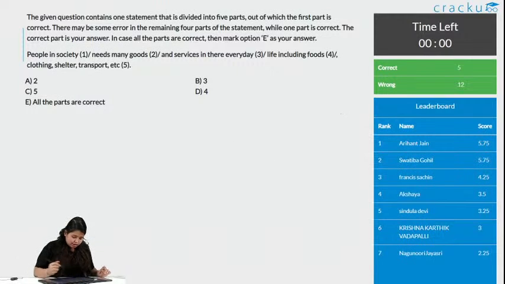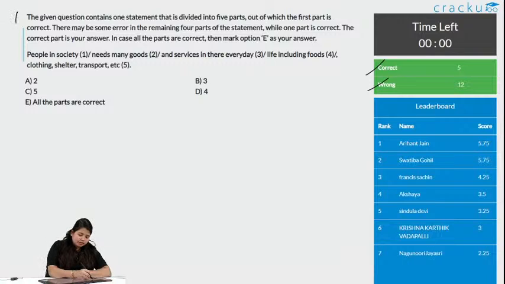Let's see what is the solution for this question. 5 people got this correct and 12 wrong. We need to find a part, as the instruction says, which is correct. People in society needs many goods. Okay, the first is not needs but need.